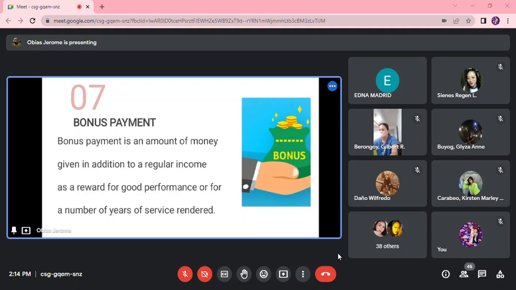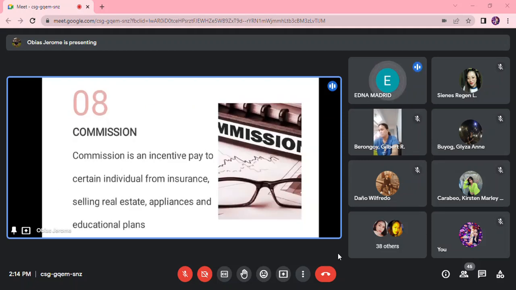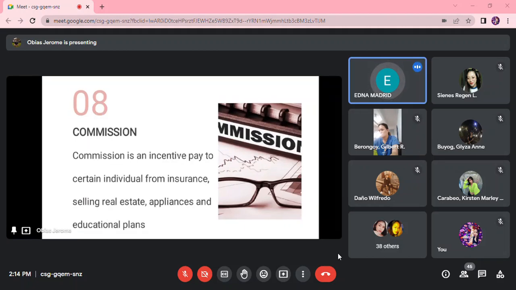sa isang kumpanya. Okay, number the bonus is, we are always, especially if you're a public servant, usually you will be given bonus. It's really mandatory that government workers are given bonus and 13-month pay, no? 13-month pay.